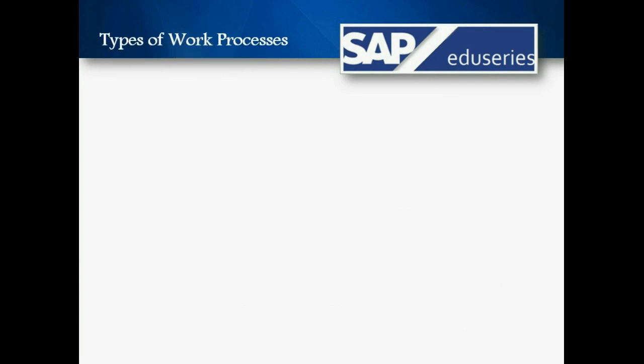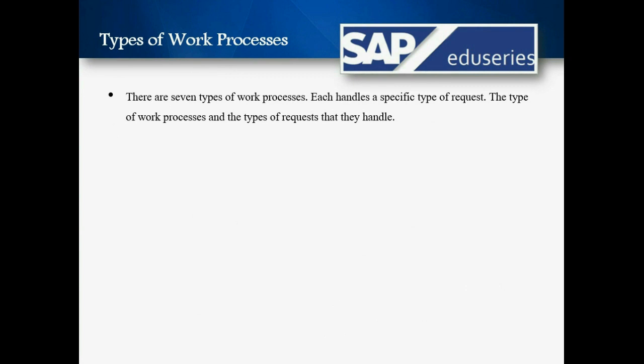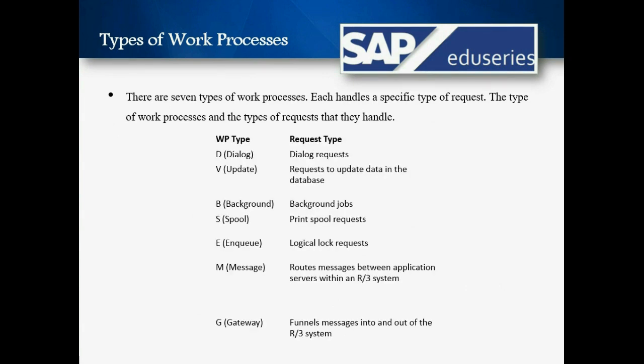Types of work processes. There are 7 types of work processes. Each handles a specific type of request. The type of work processes and the types of requests that they handle: D. Dialog handles dialog requests. V. Update handles requests to update data in the database. B. Background handles background jobs. S. Spool handles print spool requests. E. Enqueue handles logical lock requests. M. Message handles routes messages between application servers within an R3 system. G. Gateway funnels messages into and out of the R3 system.